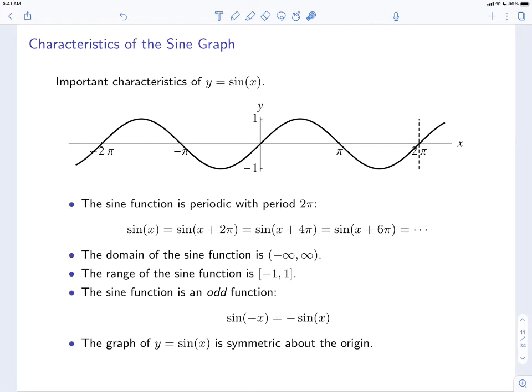Notice that the sine function is also an odd function. That means it's symmetric about the origin. If I spin this around the origin 180 degrees, I end up with the same graph.